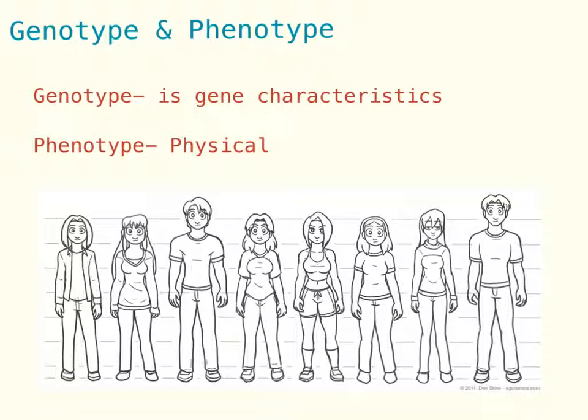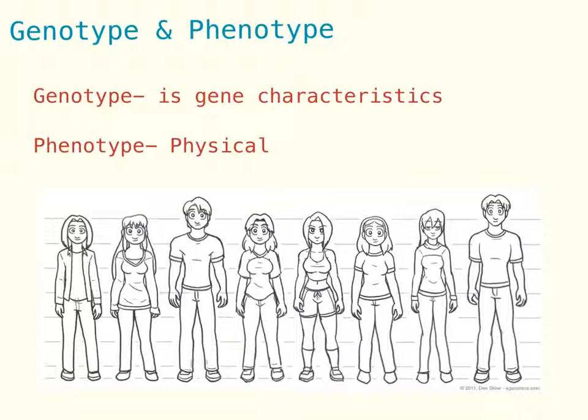Genotype and phenotype are kind of the same thing, but they're really different. A genotype is gene characteristics like diabetes or heart disease, anything within the blood. So any disease, cancer, any of that. Phenotype, although, is physical characteristics.